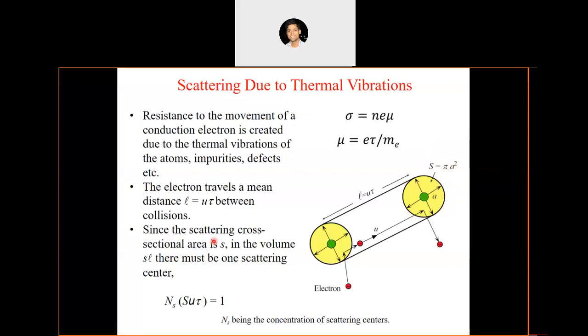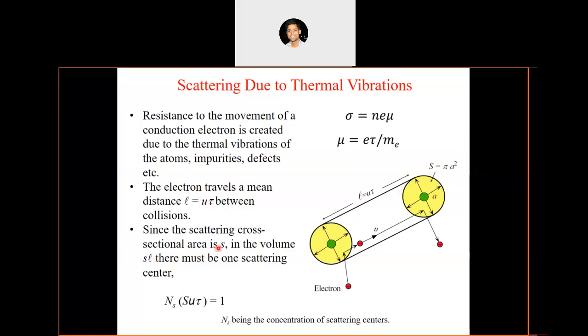And since we are assuming that the scattering time is tau, which means the distance which is traveled in this time, in that distance we can have only one scattering, right? Otherwise that will defy the definition of scattering time itself.